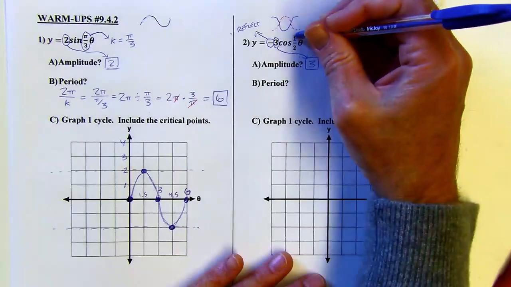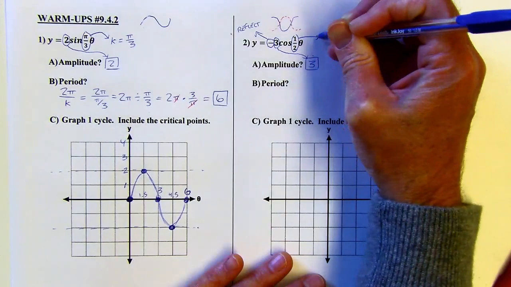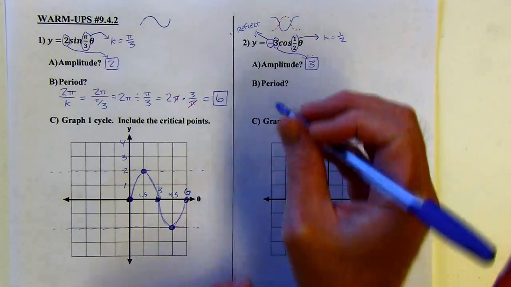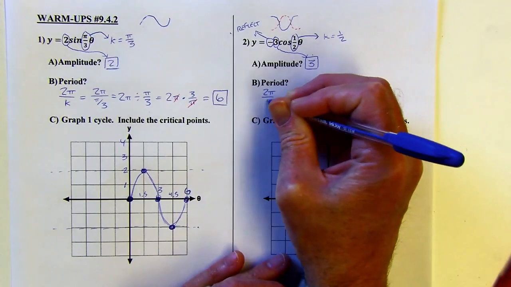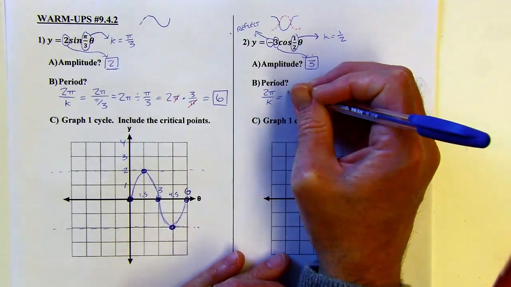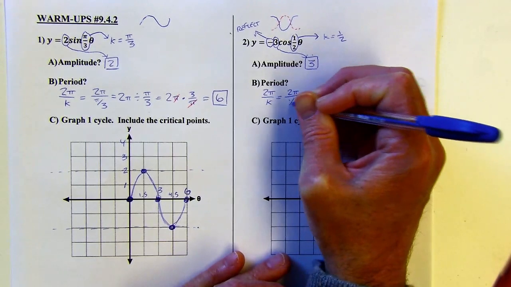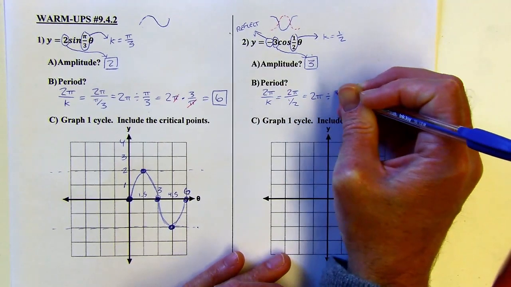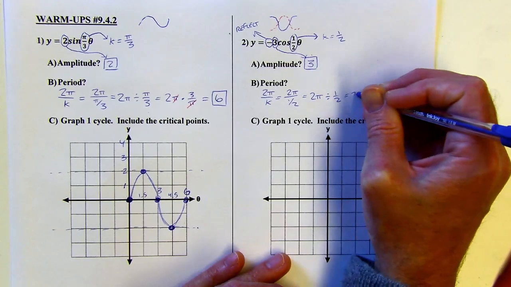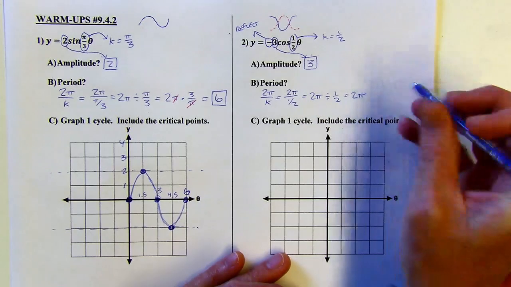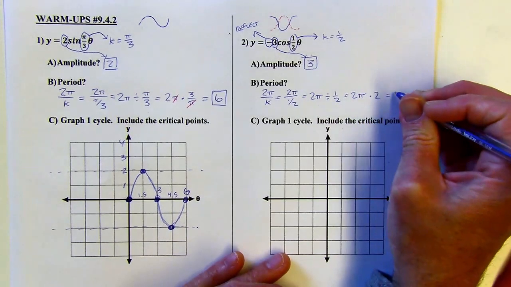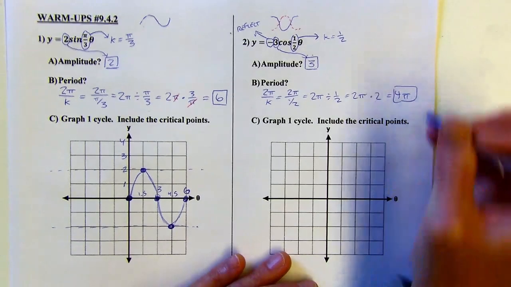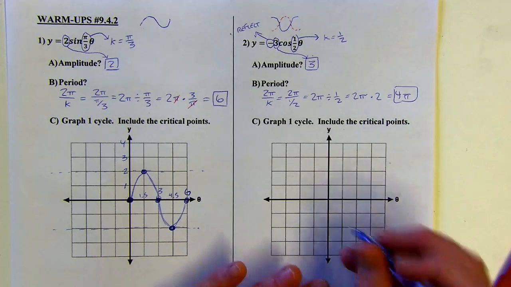And then my k value, just like on the last problem, is going to be 1/2. That's not the period itself, but it's going to help me get the period. So the period's going to come from 2 pi over k. K here is 1/2, so 2 pi divided by 1/2. So I'll write this as division, and then in turn as multiplication. So if I flip 1/2, that's just 2. So my period then is going to be 4 pi. Okay. All right, so let's start graphing this.